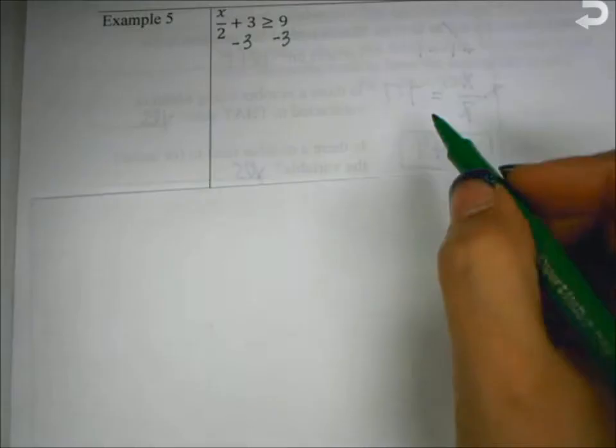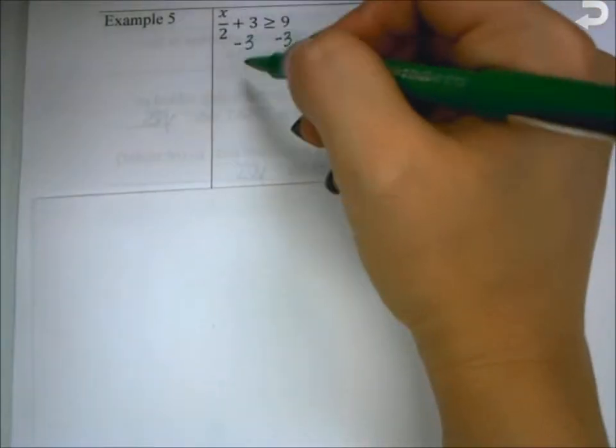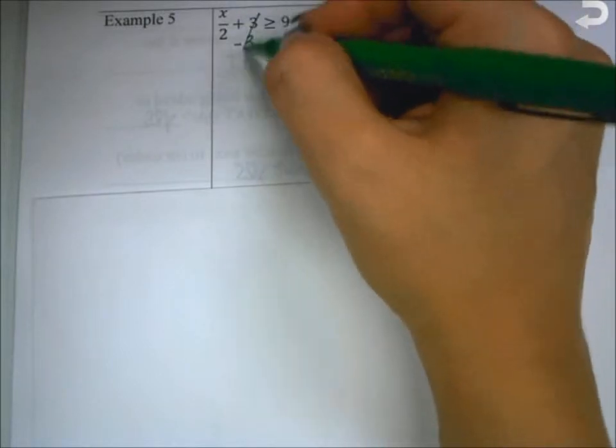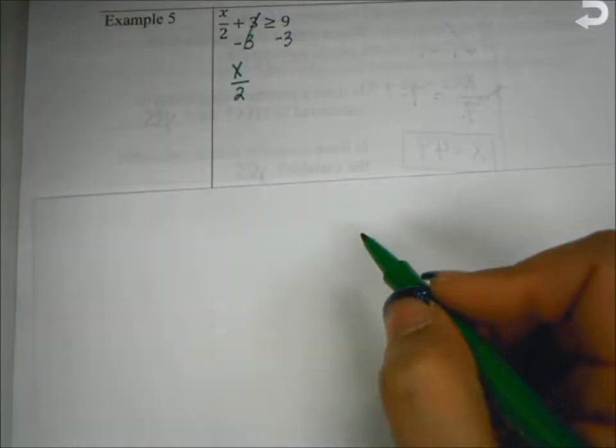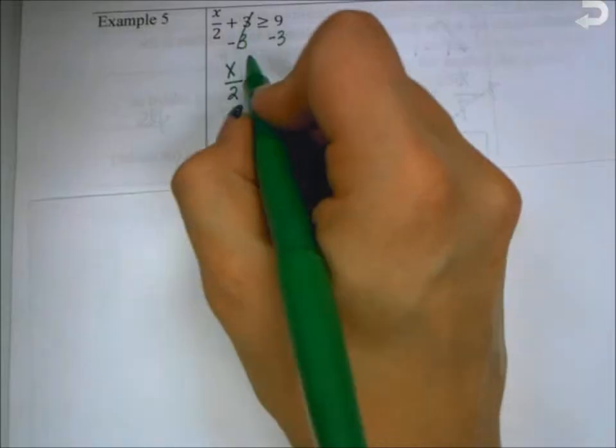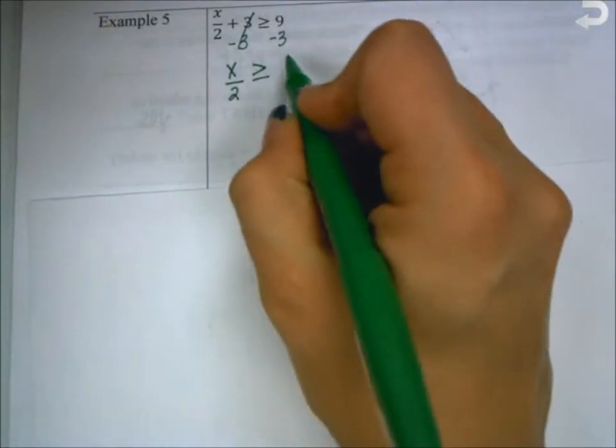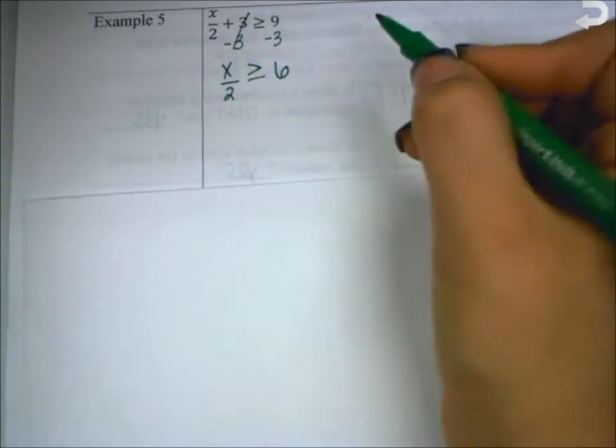So we get x over 2. Oh my gosh, you all are so smart. Greater than or equal to 6. Okay, good. Next step, 17.